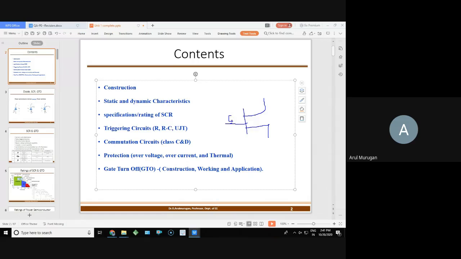E, B1, B2. So in that one, you are going to apply the power supply here, on the side. So a potential transformer is needed. That's all. One potential transformer is used.